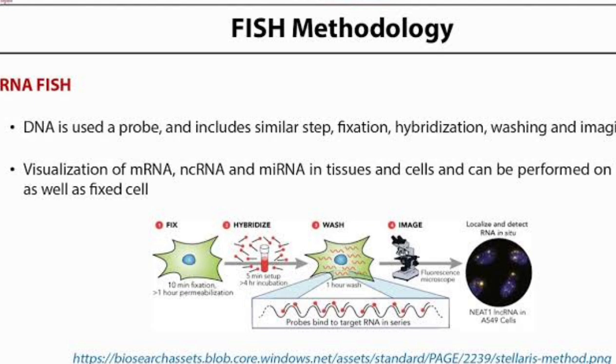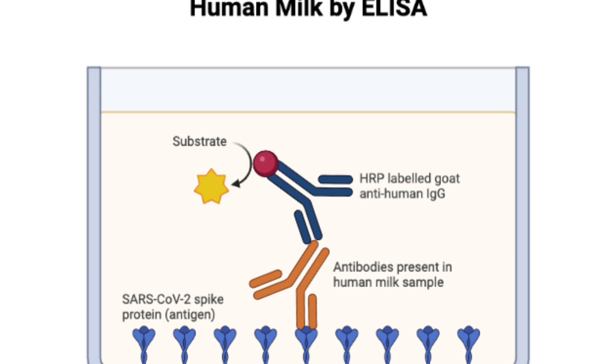In FISH we use basically different steps including fixation, hybridization, washing and imaging, and we visualize messenger RNA and DNA by this. Then ELISA, which is used to detect different antibodies like SARS COVID antibodies, then antibody against hepatitis C virus, they are all detected by ELISA.